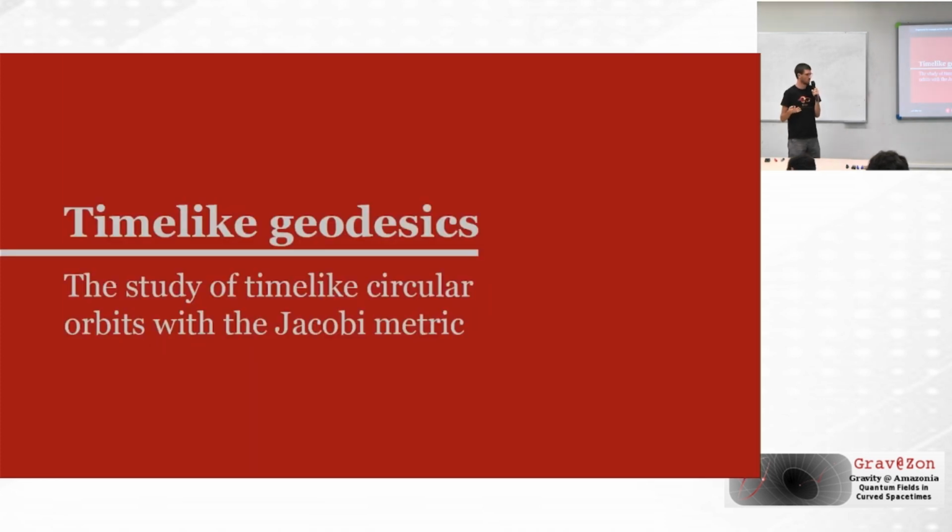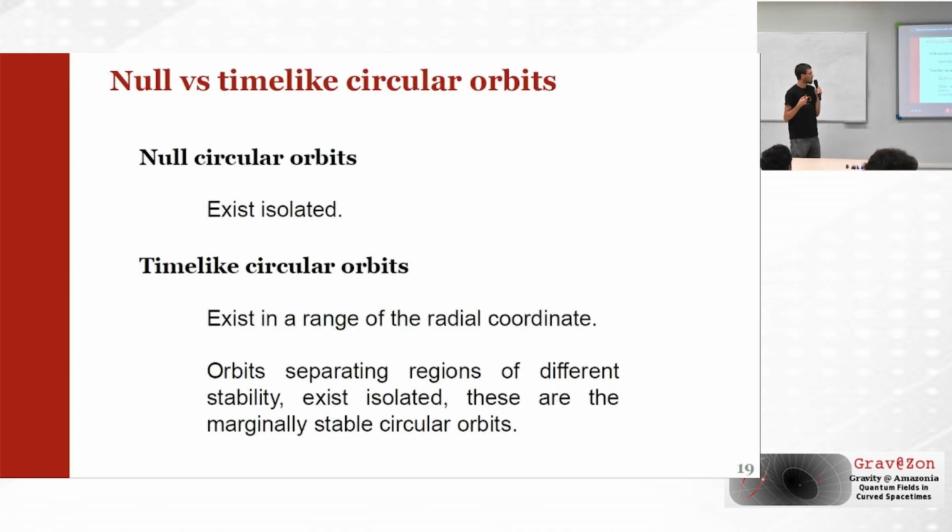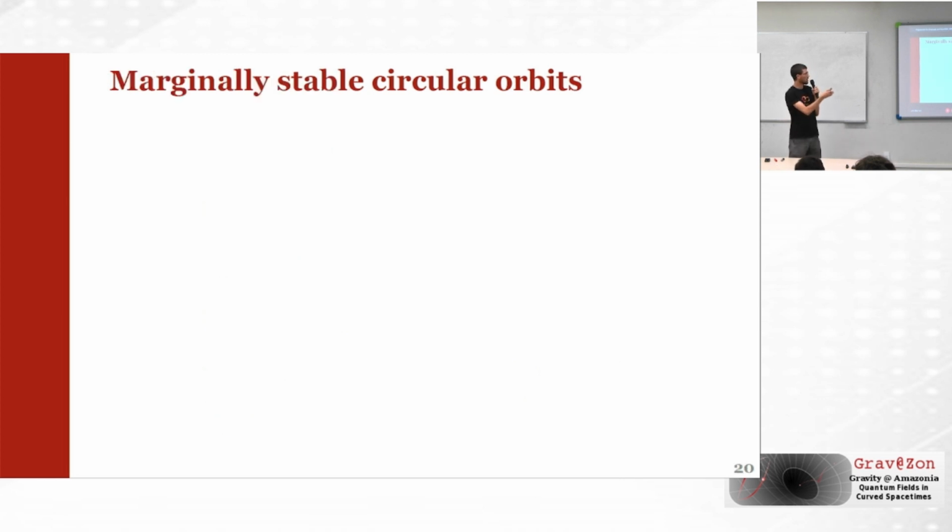Now we can start considering timelike geodesics using the same methods as before. Timelike geodesics are qualitatively different from null circular geodesics, the light rings, because light rings exist isolated, whereas timelike circular orbits exist for a range of radial coordinates. So we have to try to find a special timelike circular orbit which can be defined by a single radius. This will be the marginally stable circular orbit, which divides the regions of different stability for these timelike circular orbits, as George mentioned before. So we are going to study the marginally stable circular orbits.